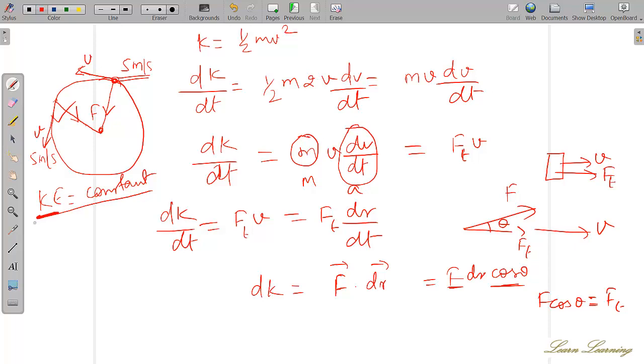For the kinetic energy, you can understand that the force should always be in the direction of the velocity. Then only there is a change in kinetic energy. So basically, from this equation, you can see that dK is equal to F dot dr. I'll now write so that you can see that dK is equal to dW. In the previous one, the work done dW is equal to F dot dr, right?